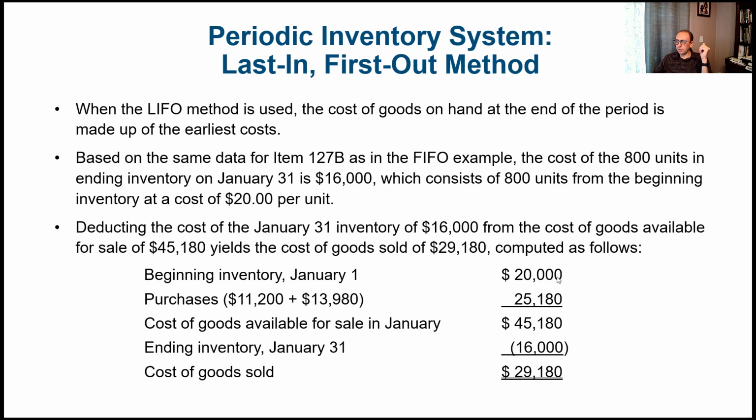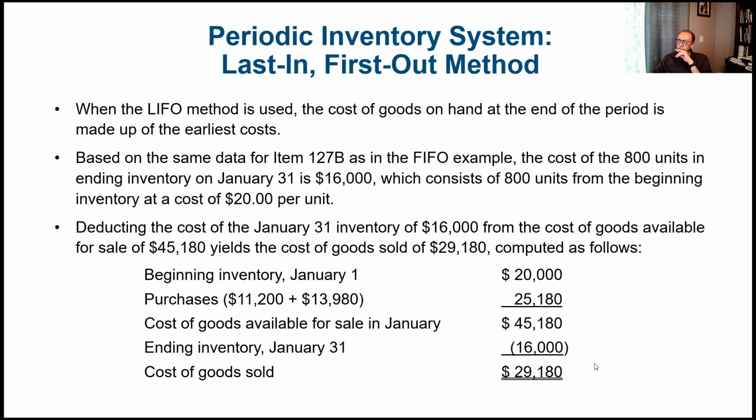So the beginning inventory was 20. The purchases, as we can see, 25,180. So the cost of goods available for sale is 45,180. The ending inventory is now 16,000. Again, why did we do that? Because we are using the 800 units based on the $20. So remember, in last in, first out, the ending inventory is usually the original units that we have. And in this case, we used 800 units from the 1,000 units that we originally had.